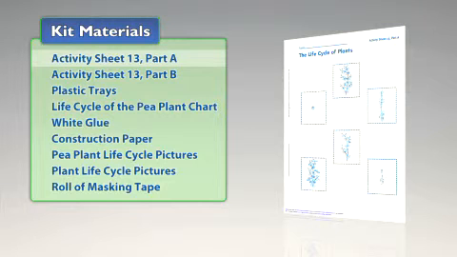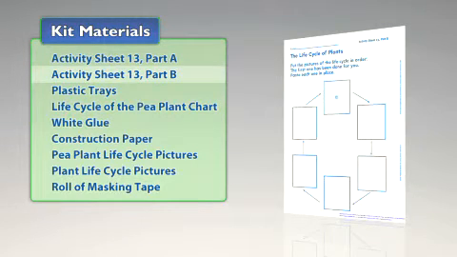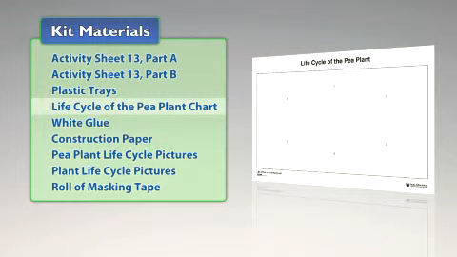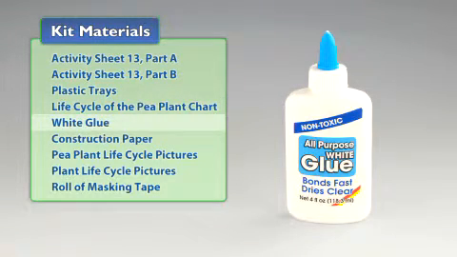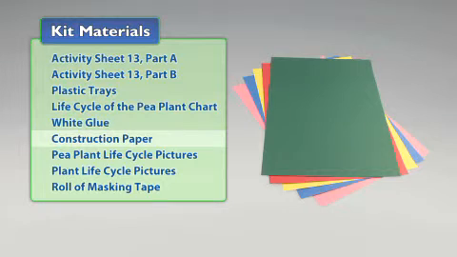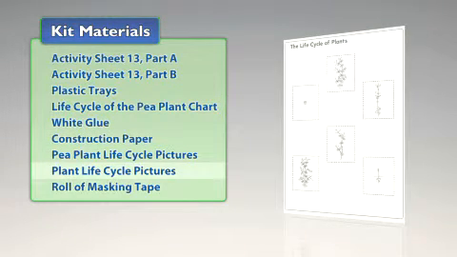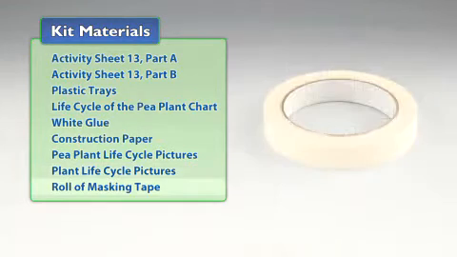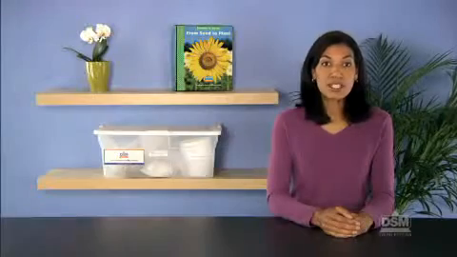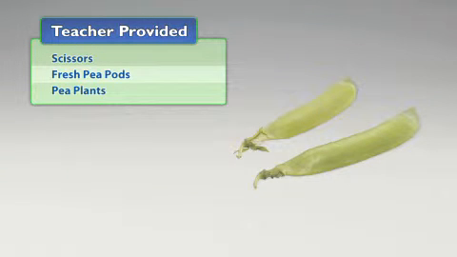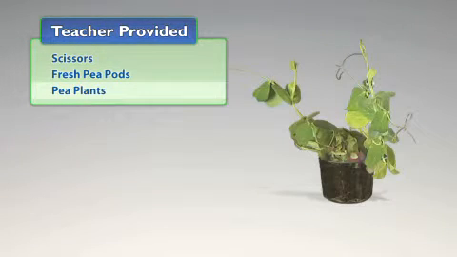From the kit, you will need Activity Sheet 13, Parts A and B, plastic trays, life cycle of the pea plant chart, white glue, construction paper, pea plant life cycle pictures, plant life cycle pictures, and a roll of masking tape. You will also need to provide scissors, a fresh pea pod from a grocery store, and pea plants.